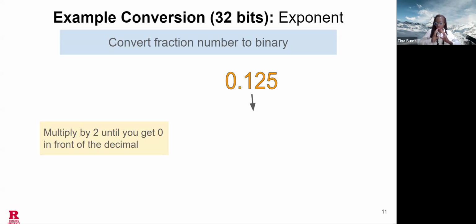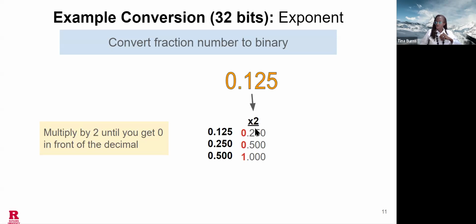So let's look at how that looks. If I start off with 0.125, I multiply it by 2, then I get 0.250. If I multiply that by 2, you keep on doing this iteratively until you get all zeros. You stop when you have 0 in front of that decimal point. That means you have determined the binary version of what this is represented as.